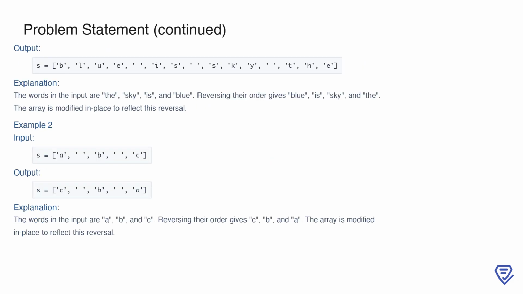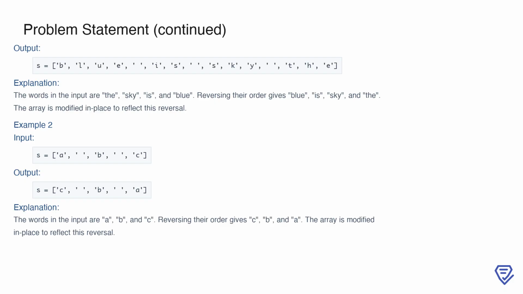In the first example, the input is T, H, E, S, K, Y, I, S, B, L, U, E. Here, the words are the, sky, is, and blue. Reversing their order gives us blue, is, sky, and the. When we modify the array in place to represent this new order, the output becomes B, L, U, E, I, S, S, K, Y, T, H, E.